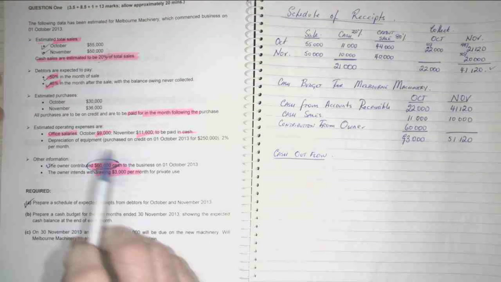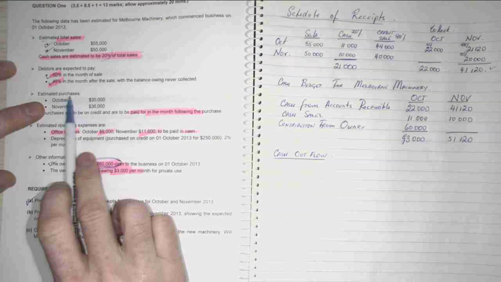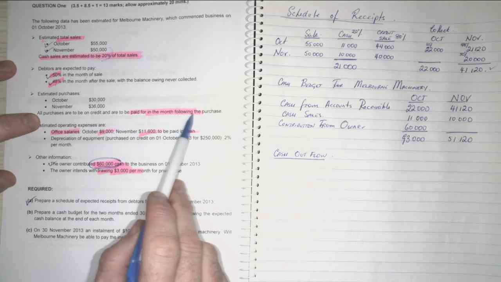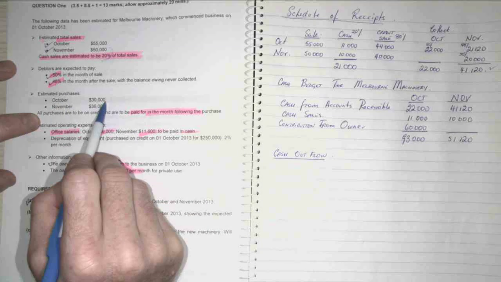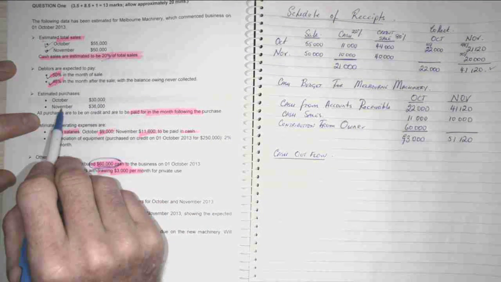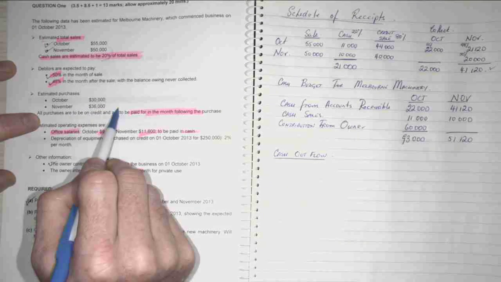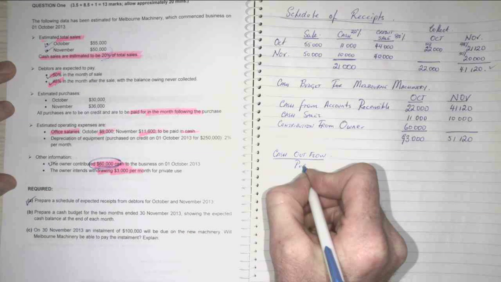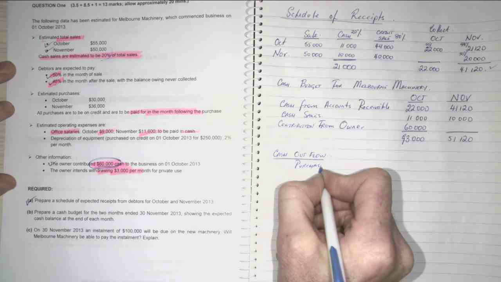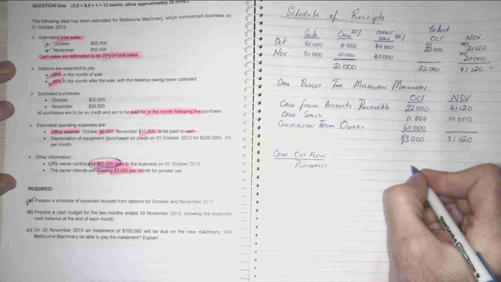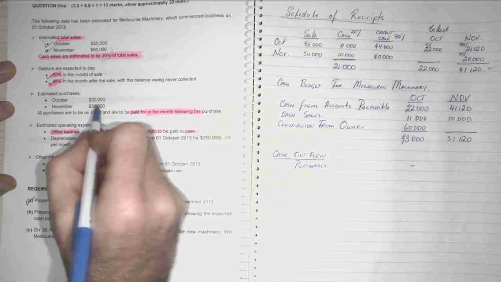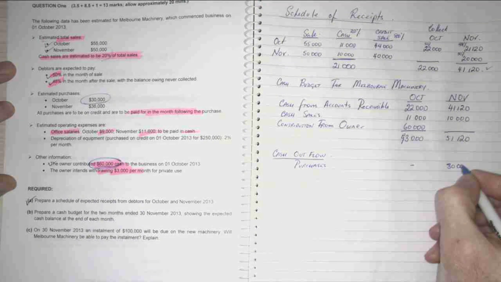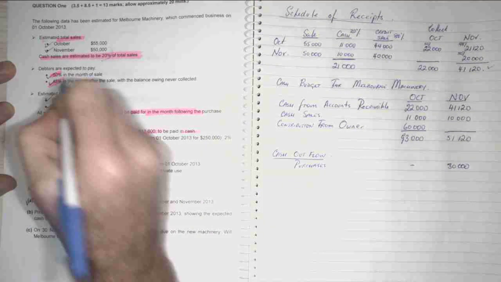And what are my cash outflows? It says here that we've got purchases. All purchases are on credit and paid for in the month following the purchase. So if I'm purchasing in October, I'm paying for it in November. Purchasing in November, paying for it in December. So purchases: October was nil, and we got 30,000, which we'll pay in November. So I can tick that off.